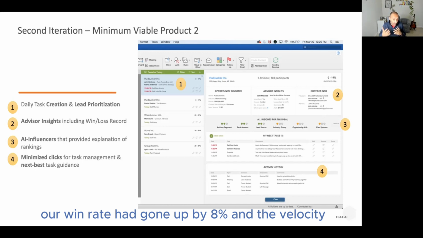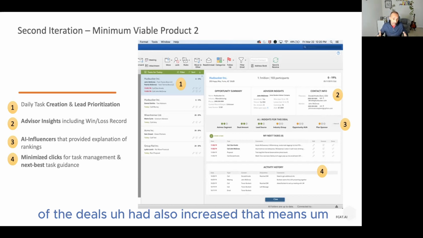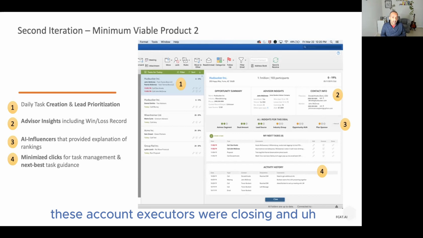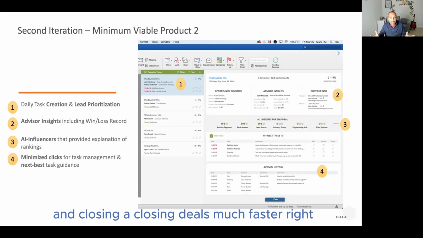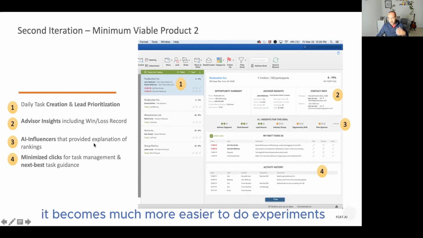the velocity of the deals had also increased. That means these account executives were closing deals much faster, right? So once you have adoption, it becomes much easier to do experiments.